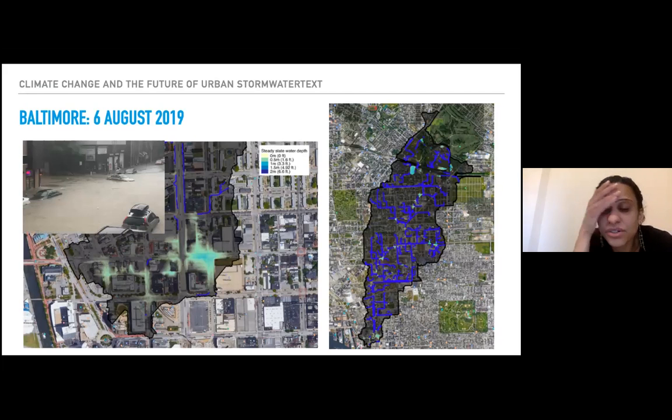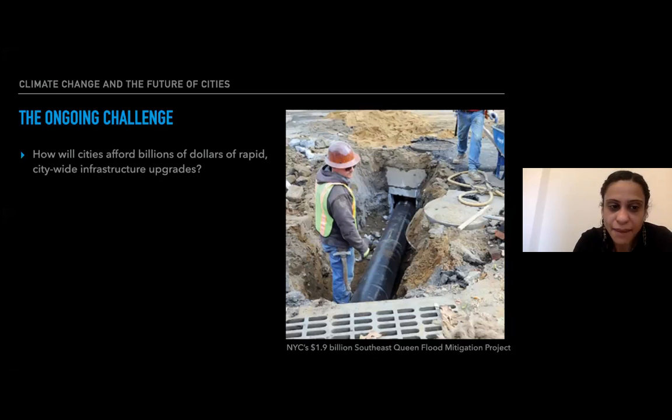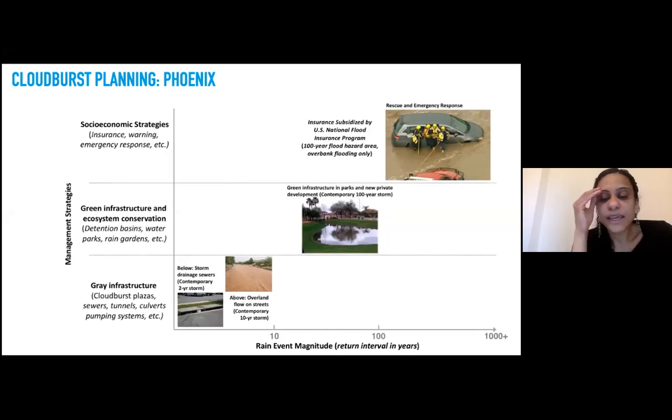And so, for example, I showed you that photo where this man had to be rescued from his car. That intersection was an area where, under these extreme rainfall conditions, if you don't have the function of surface flow paths or subterranean flow pathways, water can accumulate at depth. So we've got this ongoing challenge of how cities can afford the needed, what would be billions of dollars, literally, of rapid upgrades to their sewer system to account for these increased extreme rainfall events. So we were interested in working with cities to learn more about how they plan for these events.